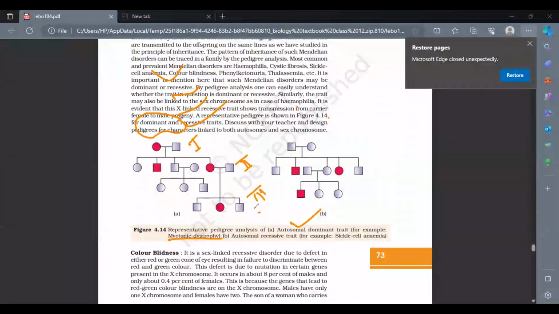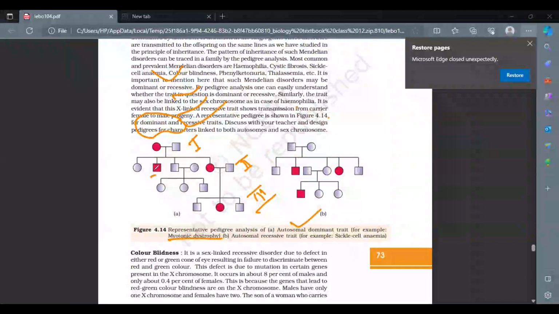So we are talking about an autosomal dominant gene. Every generation it is present, that means it's a dominant character. Also, because it is present equally in both male and female individuals, that is not a sex-linked gene. It is actually an autosomal gene. The second one which they have given is again autosomal, but it's a recessive trait.